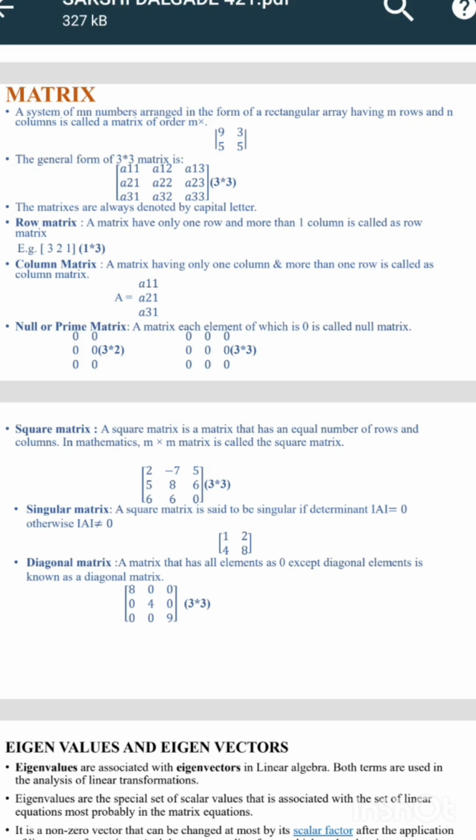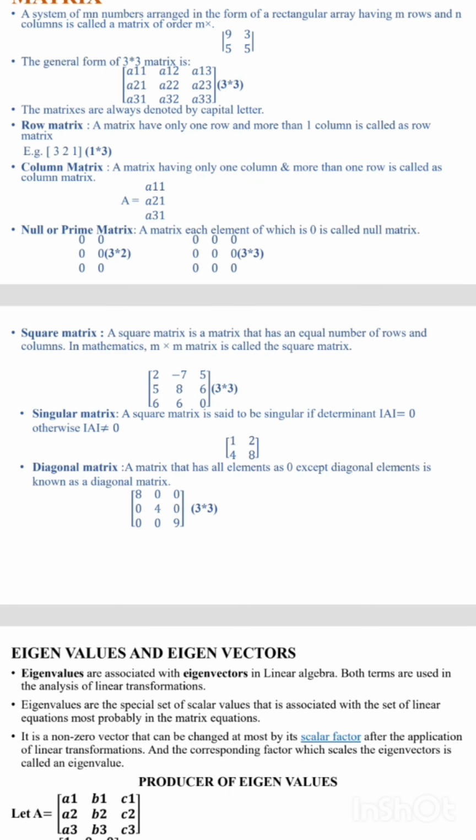Null matrix. A matrix each element of which is 0 is called a null matrix. Example: 0 0, 0 0, 0 0, 3 into 2. And the second example is row 1 0 0 0, row 2 0 0 0, row 3 0 0 0, 3 into 3.